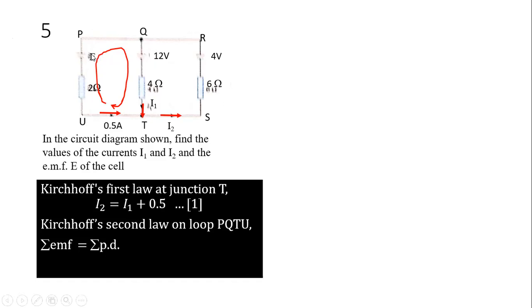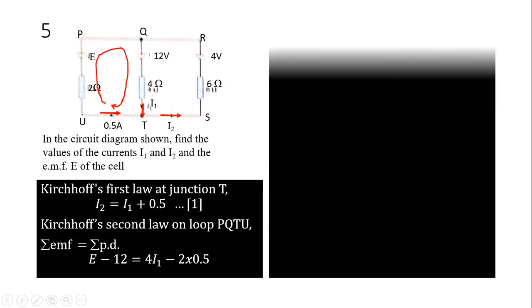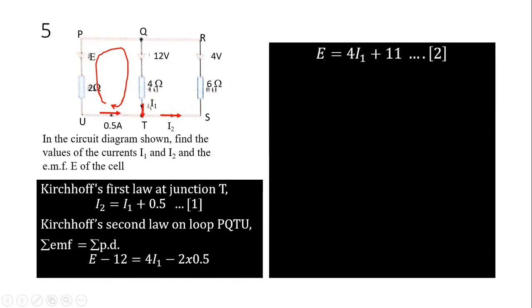So it must be your E, right? There's a positive, there's a negative there. It must be your E minus 12. That's your sum of EMF. And this current is in the same direction as the clockwise, so it's 4 times I1. And when you move to this side, this one is opposing that, so that's why we put a negative there. That's 2 times this one. That's all. Then we simplify it. Take the 12 across there. This is minus 1, so still got plus 11.